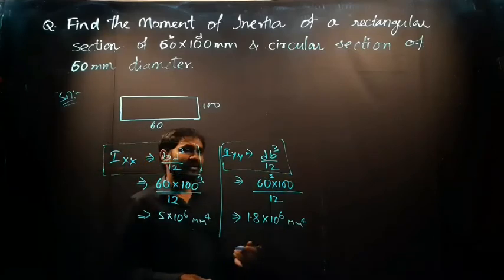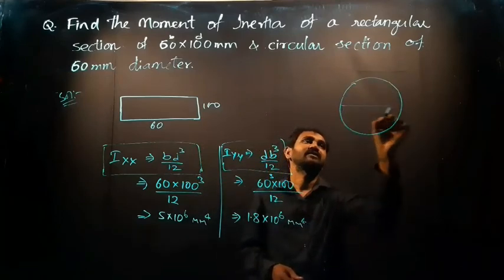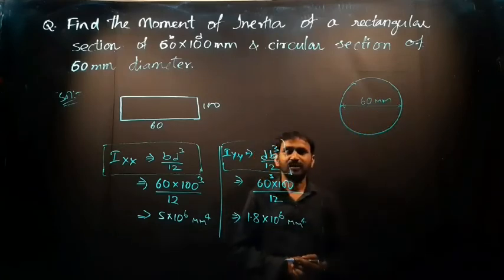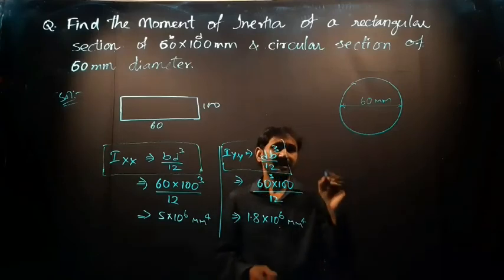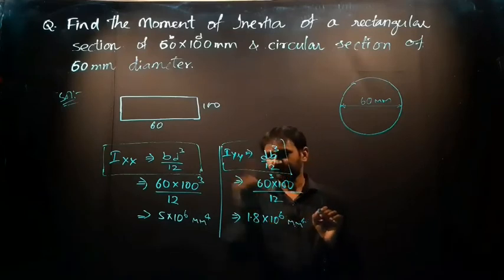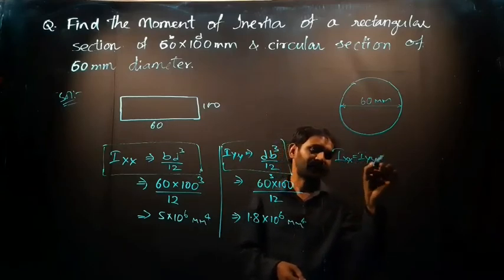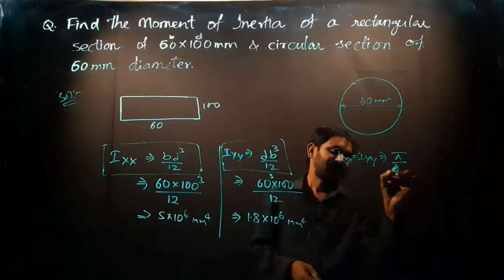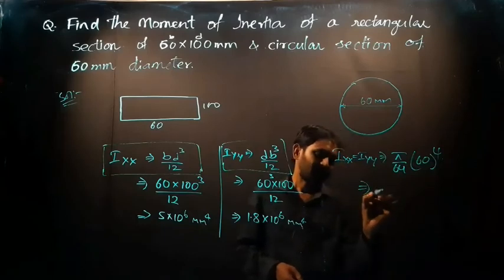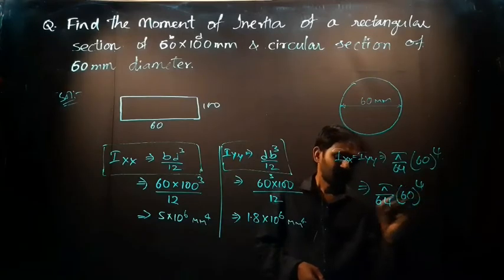Similarly, you need to find out for the same circular section which he gave, and he gave the diameter as 60 mm. He is asking you to find out the moment of inertia of a circular section. As we all know, for the circular section, as we explained in earlier classes, Ixx and Iyy will be same. Therefore, Ixx equal to Iyy equal to pi by 64 into d to the power of 4, that is pi by 64 into 60 to the power of 4.